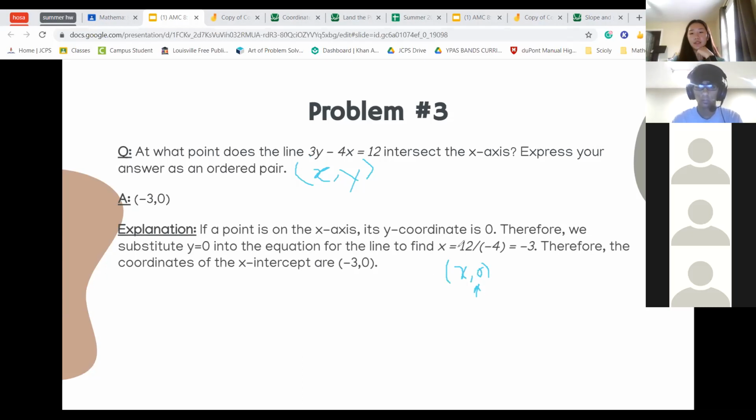Then we get x equals 12 divided by -4, which is -3. So all we're doing here is just putting 0 right here and solving for x. That gives us -3, so our x-intercept is this. Good job if you got it right.